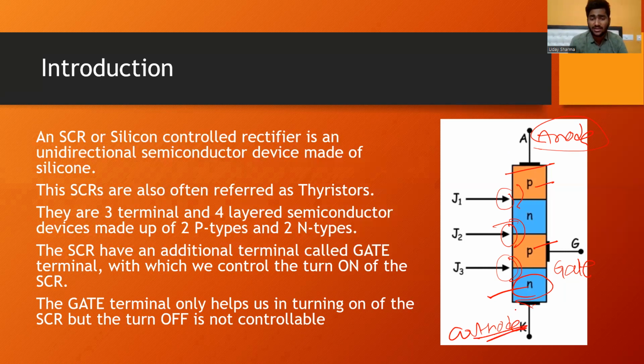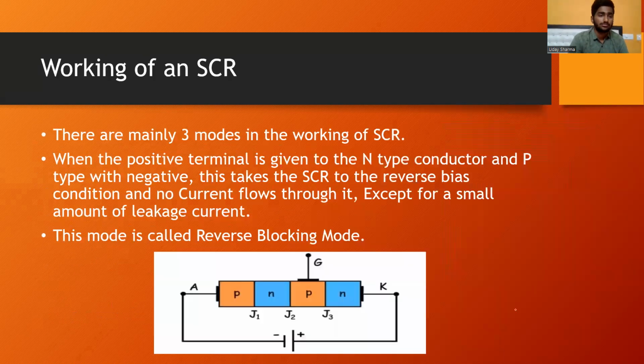The gate is provided with a supply to turn on the thyristor. We can only control the turning on of the thyristor. The turn off is not controllable. Let us see how an SCR works. The SCR mainly works in three conditions, three modes.